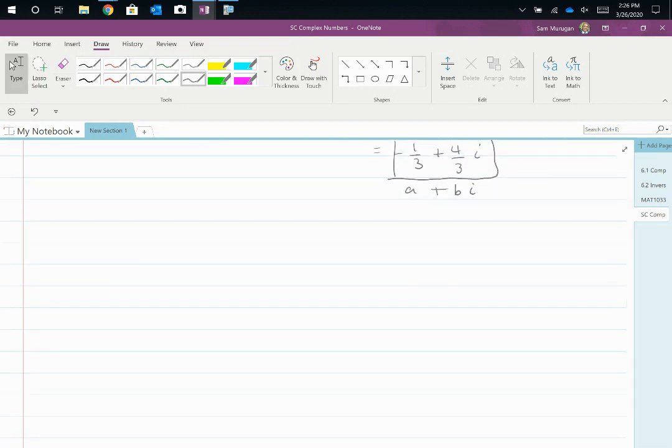I'm going to do one more example for you with division. 2 minus 6i over negative 4 minus 7i.